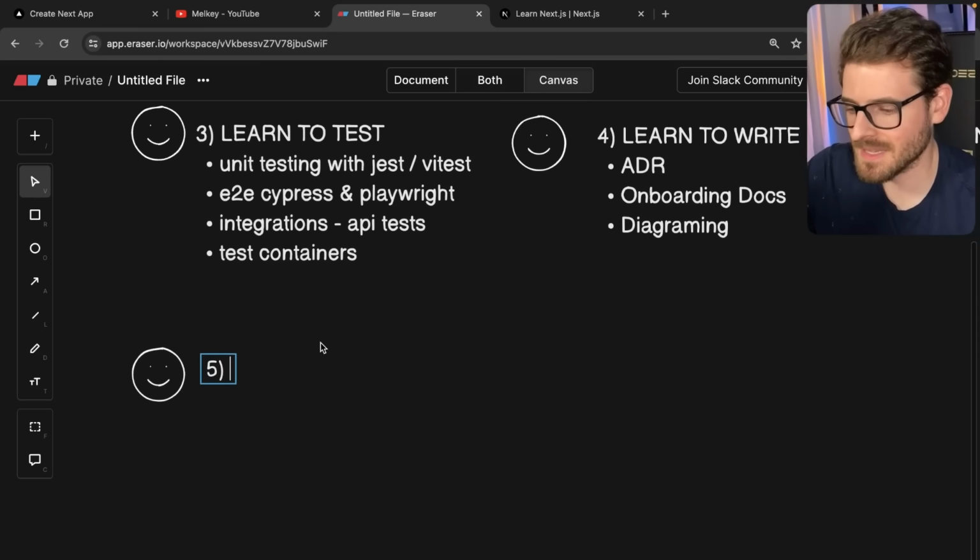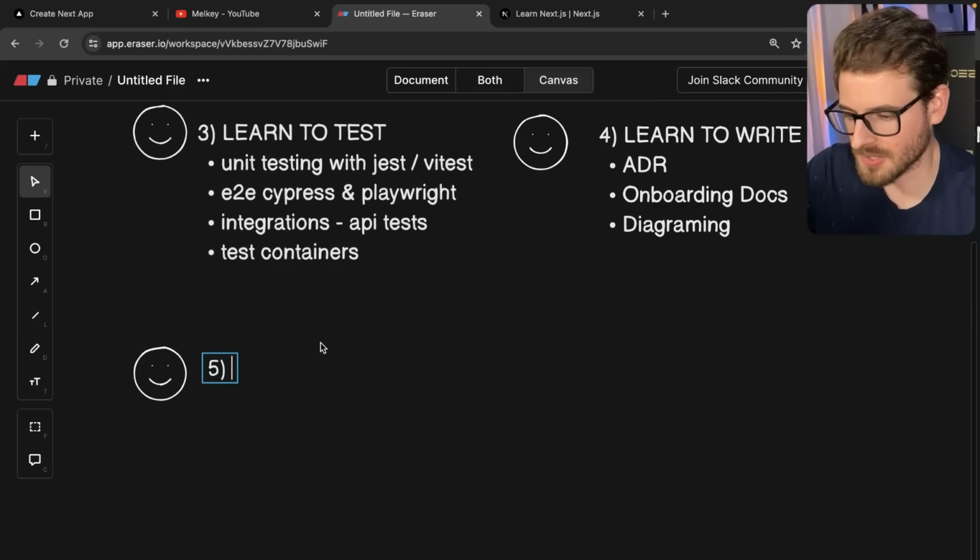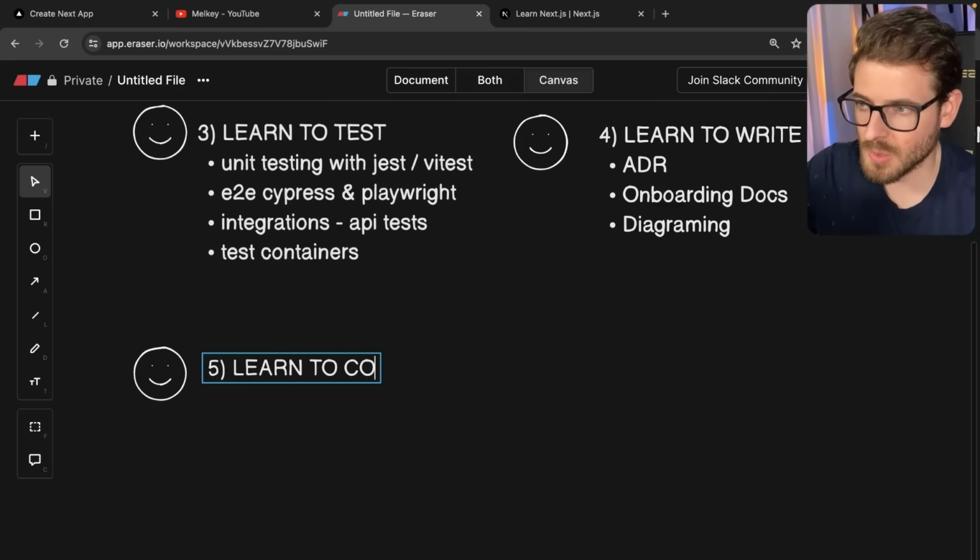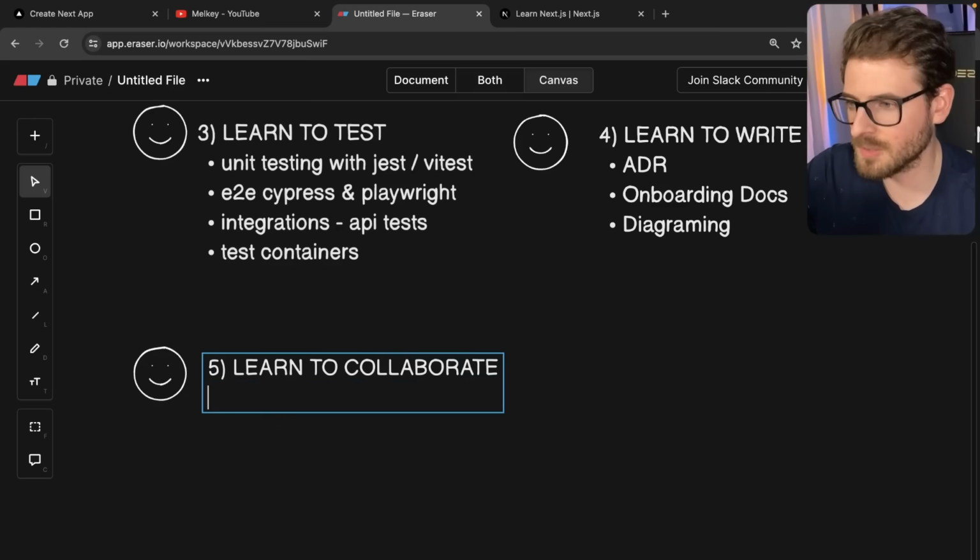All right, let's just add a number five. I'm kind of just BSing this at this point, but these are definitely important things to understand. So number five is learn to collaborate. You think this one would be super, super straightforward and everyone would do this.